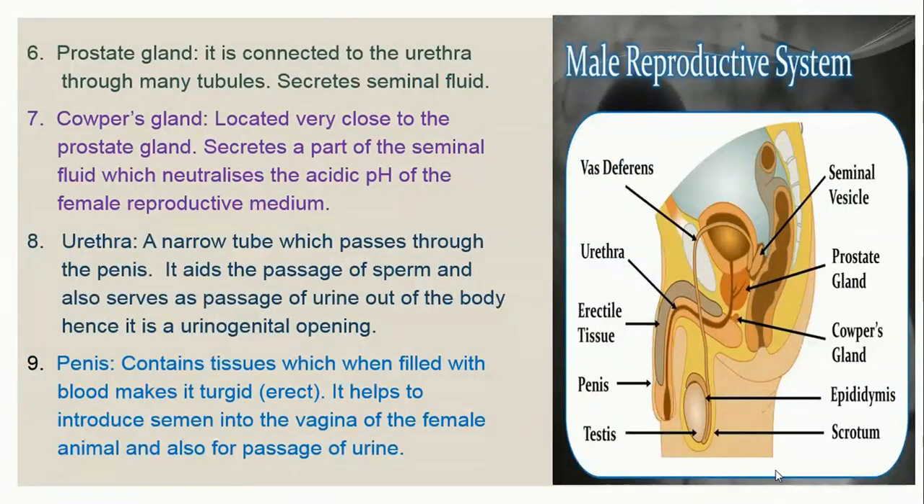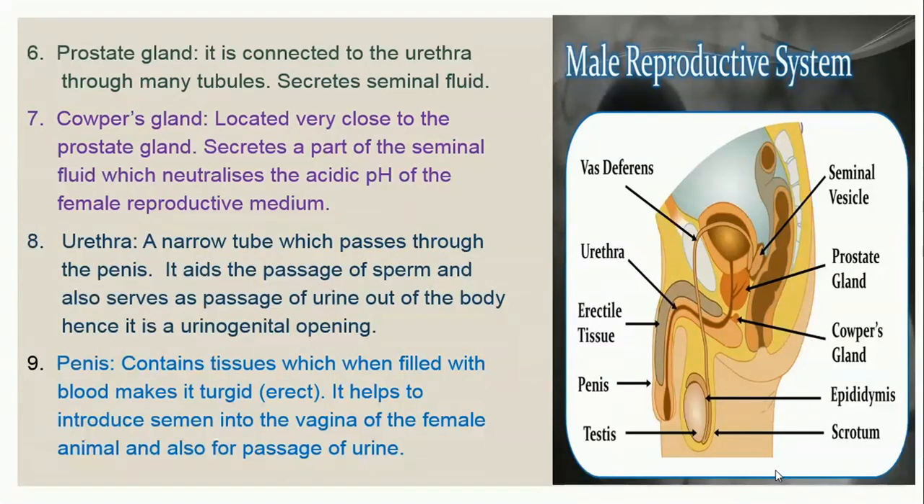Now let's look at number 6. Number 6 is the prostate gland. So look at the prostate gland in the diagram. Okay, you've located that. Good. It's actually connected to the urethra through many tubules. Its function is to secrete seminal fluid. Seminal fluid contains fructose, which gives energy to the sperm cell to swim in order to meet the ovum. Okay, so it gives them energy.